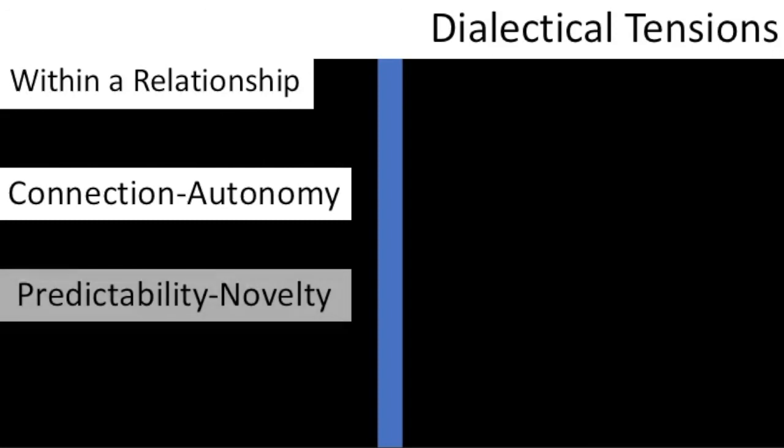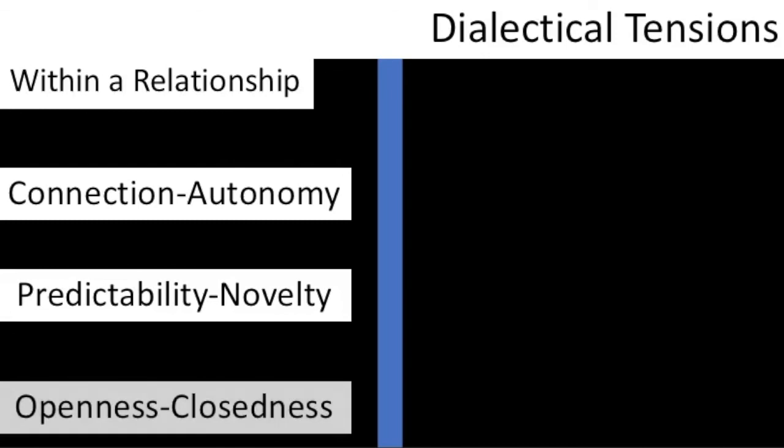Each person also wants both predictability and novelty. That is, they want some stability in the relationship, but don't want to get bored. Lastly, each person wants both openness and closedness within the relationship. This relates to the idea of self-disclosure. We try to be both open with our partner, but also want to keep some information to ourselves. So within our relationships, we are constantly trying to negotiate these competing goals, both within ourselves and with the other party.